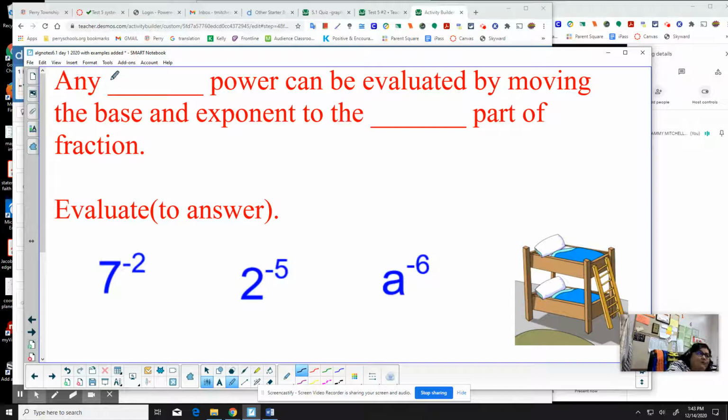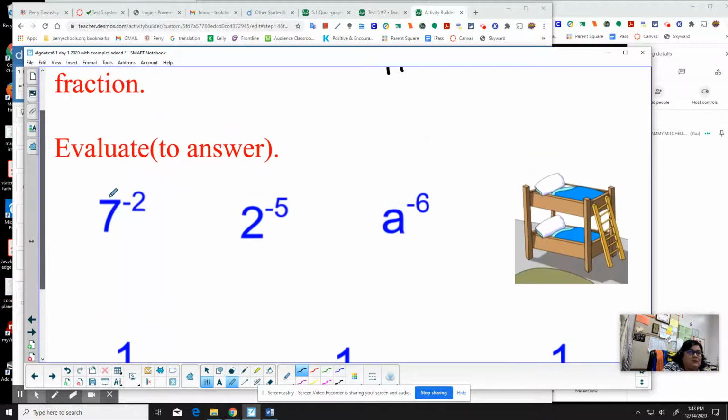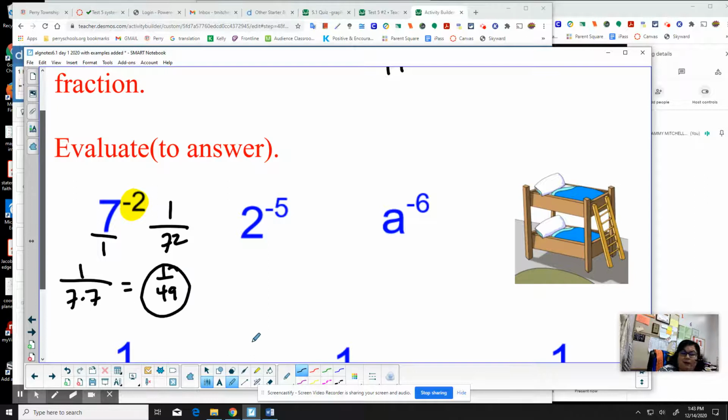It says any negative power, this is our second rule, can be evaluated by moving the base and the exponent to the opposite part of the fraction. So you cannot evaluate a negative exponent. If you put it into your calculator, it will give you a decimal. I don't want a decimal, I want a fraction. So in order to simplify, I have to change it. Because this has an unhappy exponent, I have to move it to the denominator. It was over 1, so now I switch it. Put the 1 on top, put the 7 to the second on the bottom. So this is 1 over 7 times 7, which is 1 over 49. I do not want a decimal there.